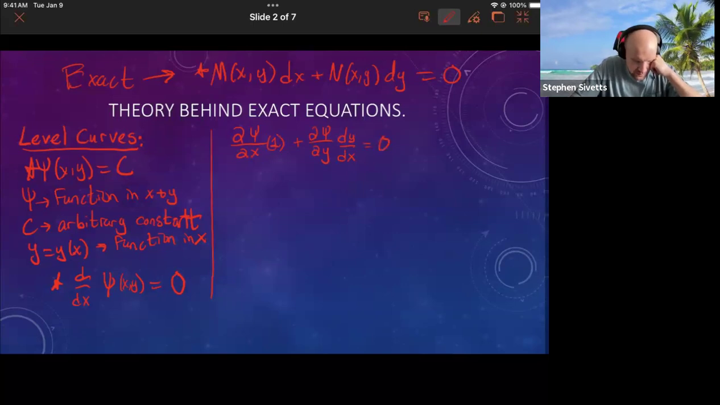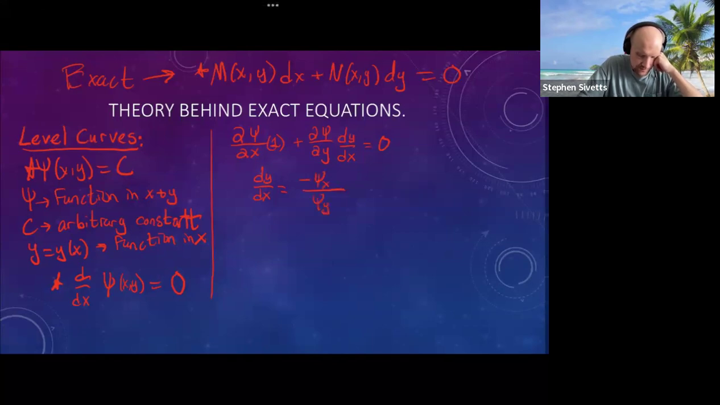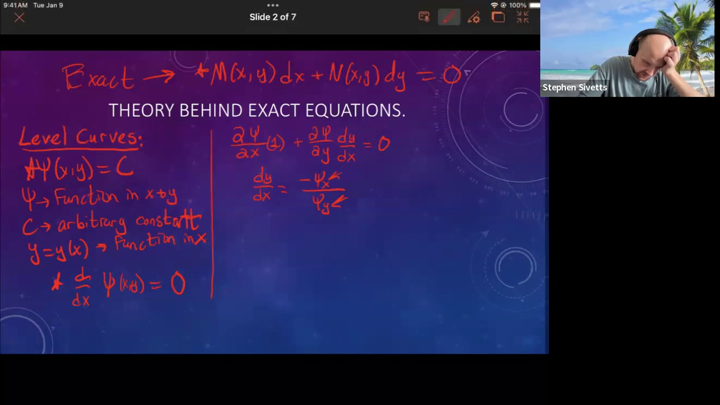And we can actually solve for dy/dx. So I'm going to write dy/dx in this shorthand: minus psi sub x over psi sub y. This is the partial of psi with respect to x here, and this is the partial of psi with respect to y there. So that would be dy/dx, right?